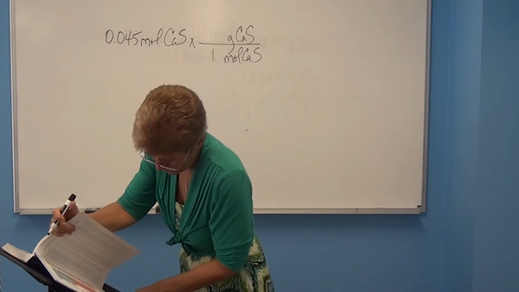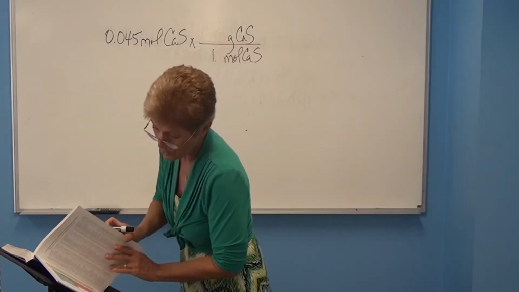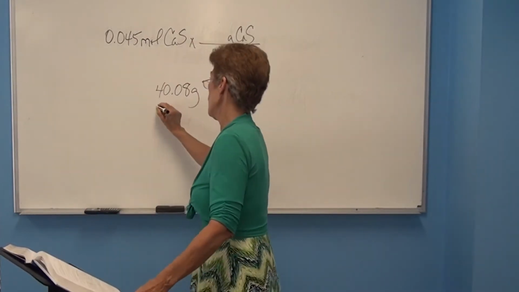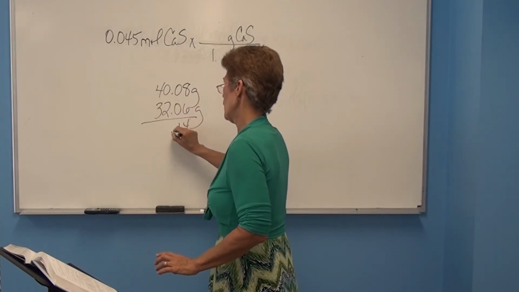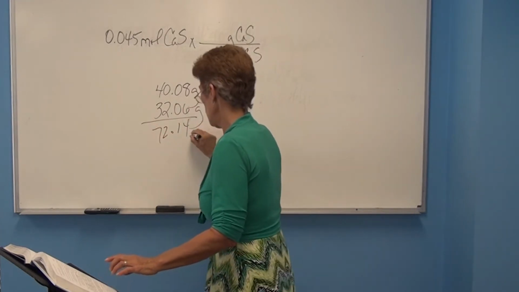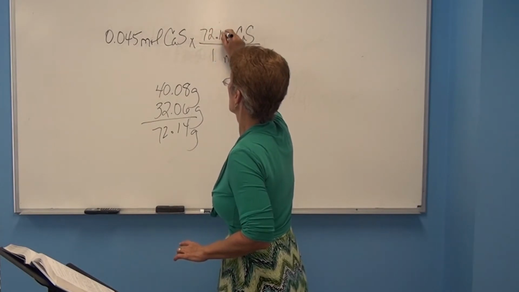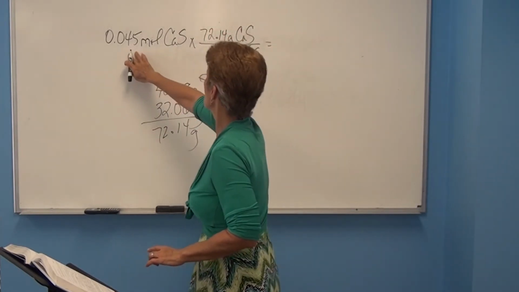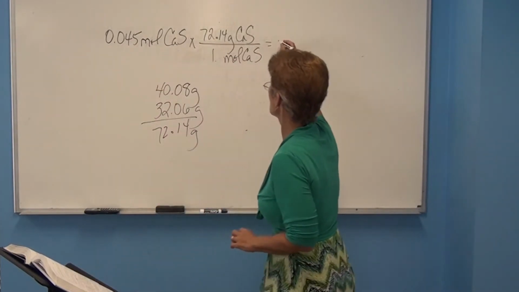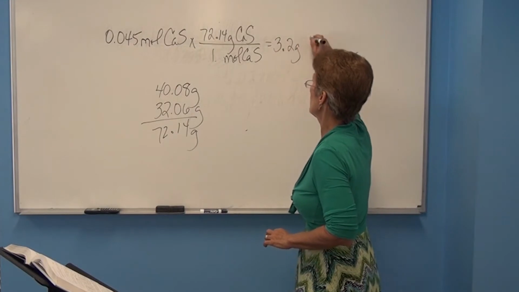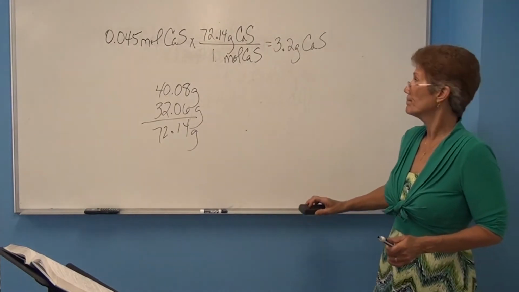So the calcium is 40.08 grams, and because there's just the 2 of them, I'm going to put them up and down on this one. 32.06 grams, so that's going to give us 72.14 grams. Put it up here. We have 2 significant figures we're starting with, so we have to end with 2 significant figures. And so in this case, the answer is going to be 3.2 grams of calcium sulfide. 3.2.